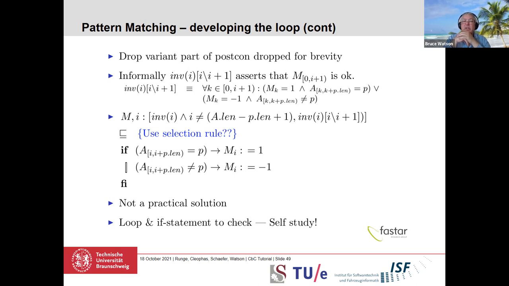So those are our only two possibilities. In the first of the two possibilities, we update M sub I with a one. And in the other possibility, we update it with a minus one, indicating that there was no match.